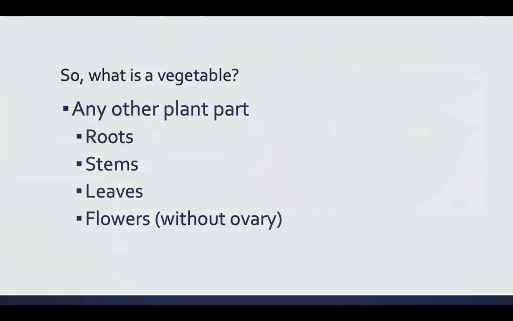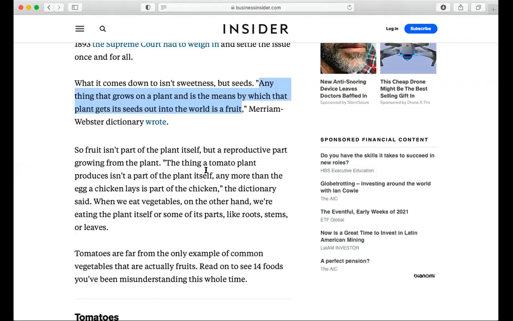What is a vegetable then? A vegetable is any other plant part. So the root, the stem, the leaves, or flowers without the ovary. I'm just going to take you to a quick website that tells a little more of the differences between fruits and vegetables.